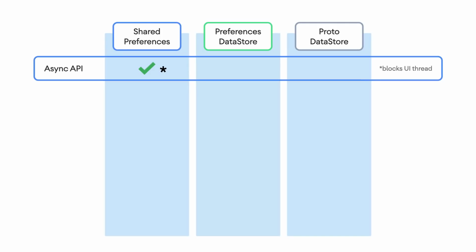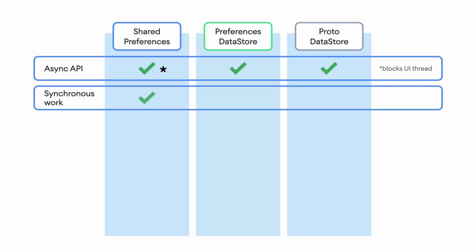In comparison, DataStore provides a fully asynchronous API for retrieving and saving data using the power of Kotlin coroutines and Flow, while reducing the risk of blocking your UI thread. For those unfamiliar with Kotlin flows, this is just a stream of values that can be computed asynchronously.